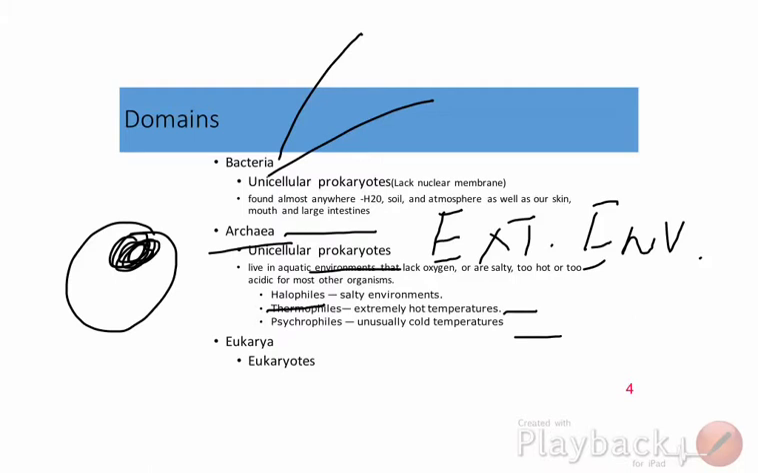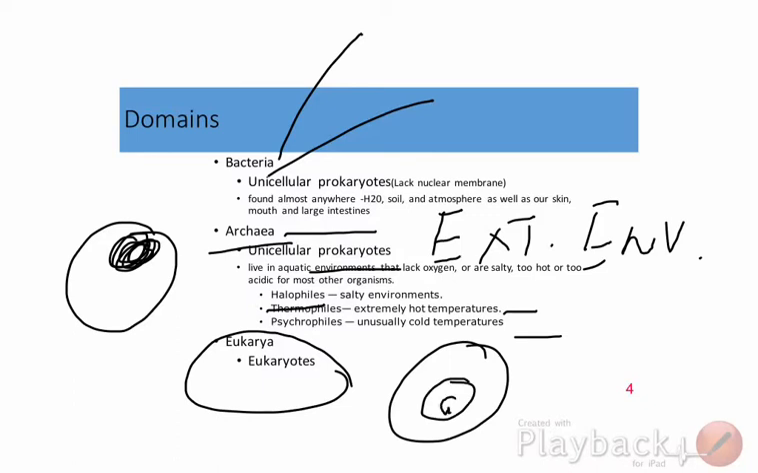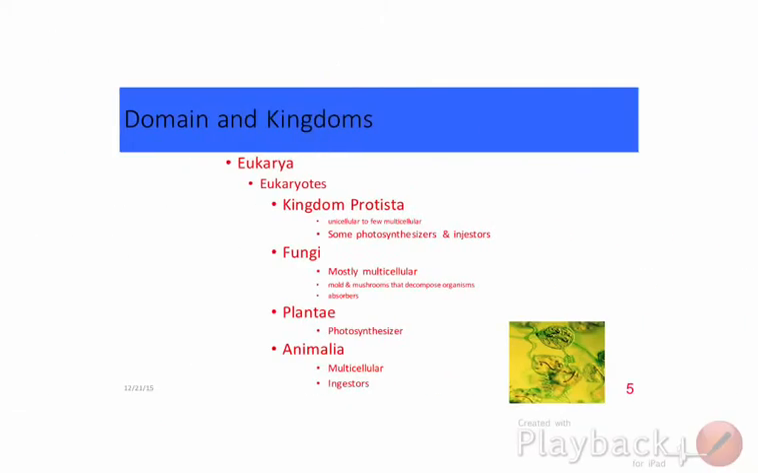A eukaryote or a eukarya, same thing. Here, like I explained, it has a well-defined nuclear membrane. As you can see, here is the nucleolus. Here's the cell membrane. This is the cell membrane. Here's the nuclear membrane, and that is the nucleus. So again, under eukaryotes, there are 4 different kingdoms.